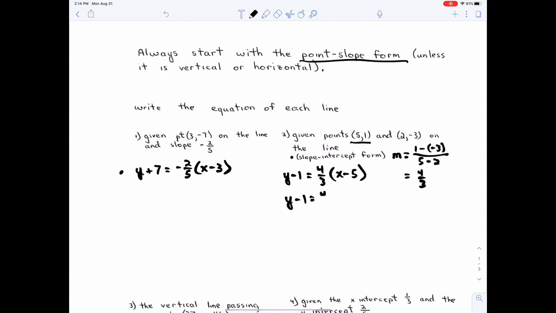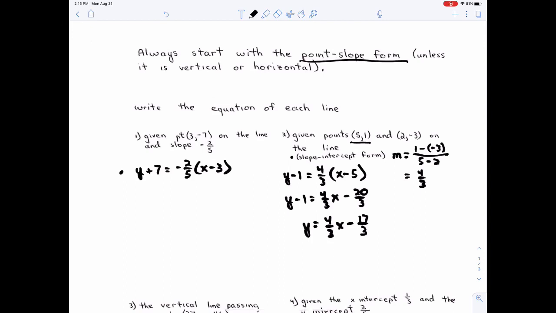So we get 4/3 x minus 20/3. And then we add 1, and we get 4/3 x plus 3/3 minus 17/3. There you go. Okay? Now, that's the solution. But I want to point something out.